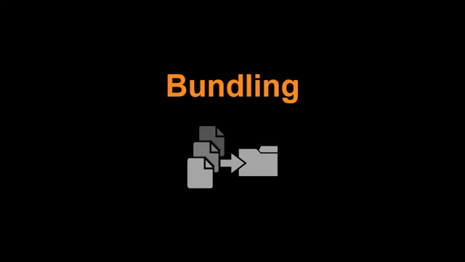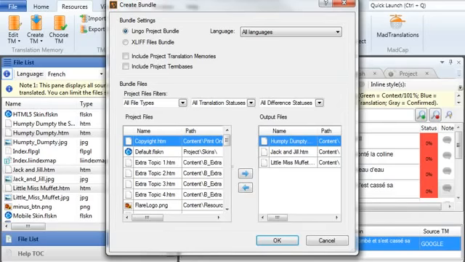Bundling. Bundles have been enhanced, so now you can filter the files you want to include in the bundle. You can filter based on file type, translation status, and difference status. You can even include the project's translation memories and term bases as part of the bundle, so your translator will have all the important things needed to complete the translation.